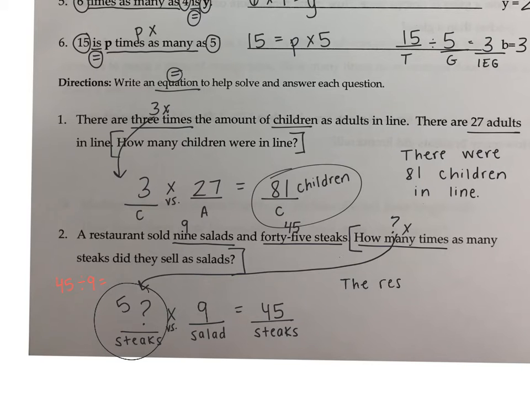The restaurant sold 5 times, and make sure your answer is 5 times, not 5 steaks or not 5 salads, but 5 times as many steaks as salads. All right, let's flip to the back. 2 more problems. Oh, no, there's more than 2 more problems. Let's flip to the back.